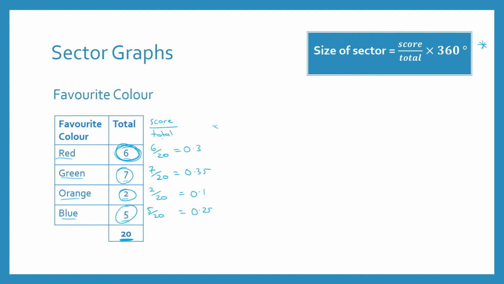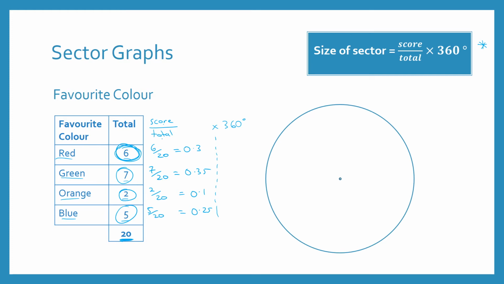Then we want to multiply this by 360 degrees, so we can work out how many degrees each of these is going to get on our circle. So here's our circle. We're going to work out how many degrees each of these is going to take up. You can stick these into your calculator. If we have 0.3 times 360, we get 108. 0.35 times 360, we get 126, 36, and 90 degrees. Now we're going to graph this.